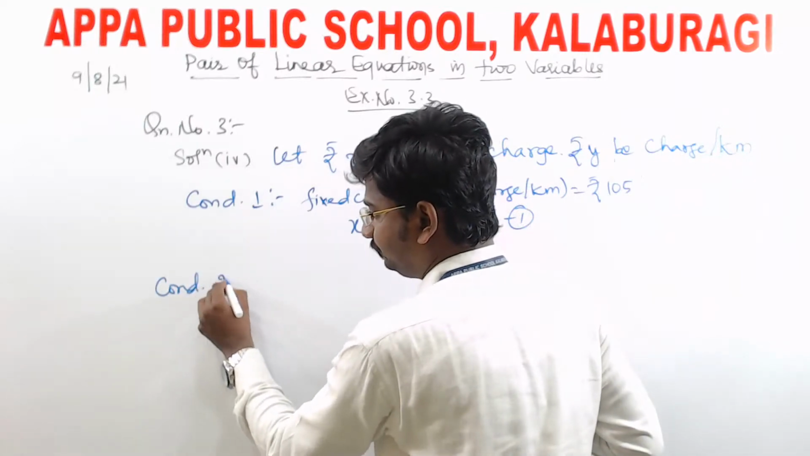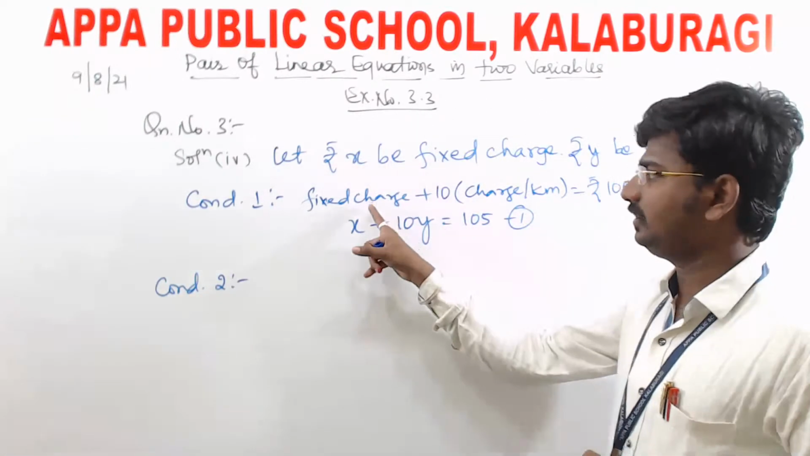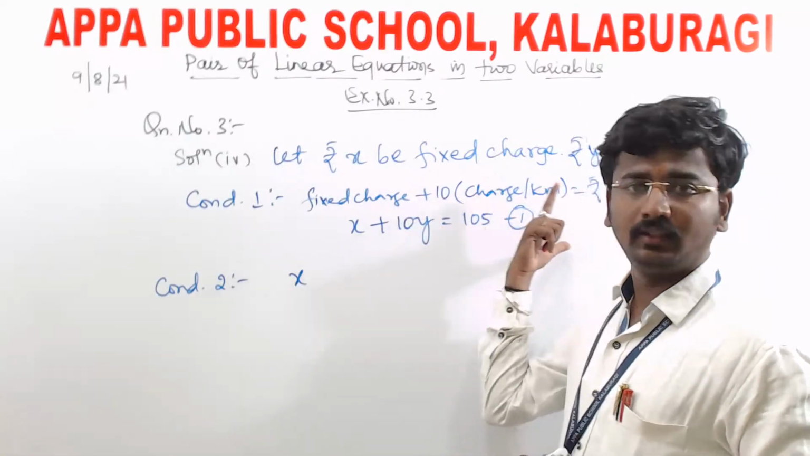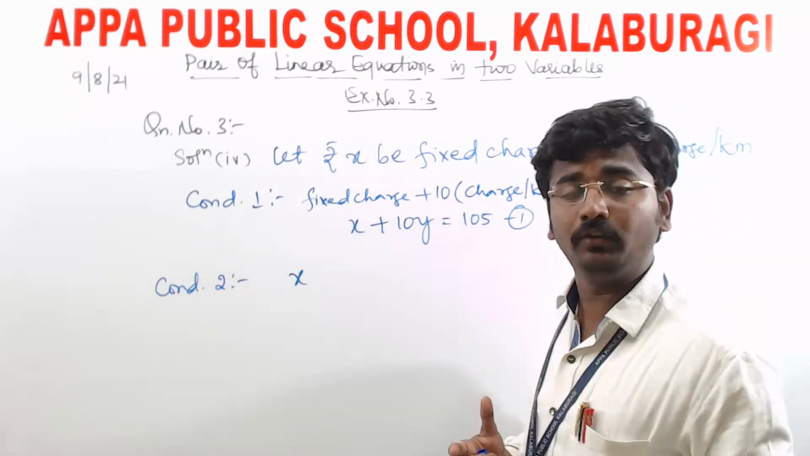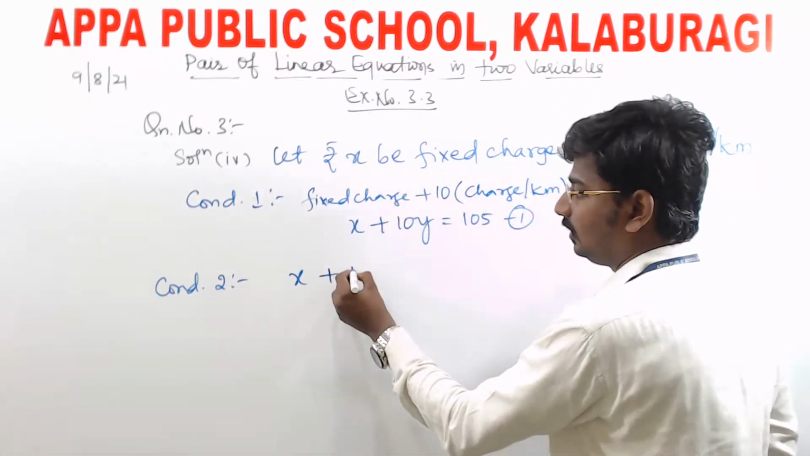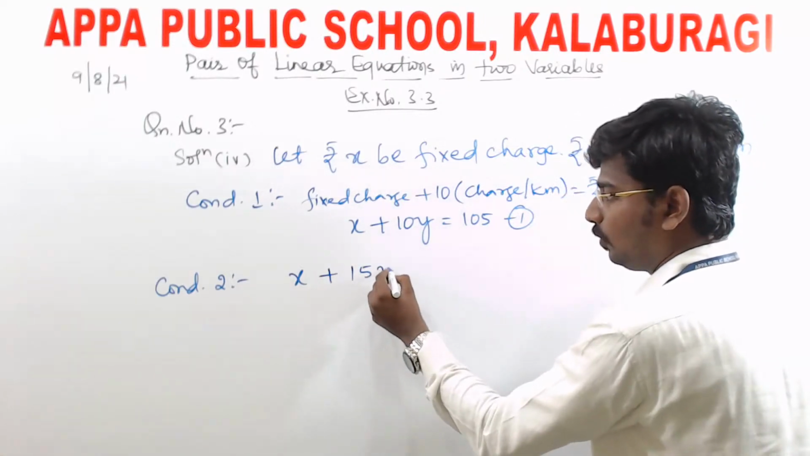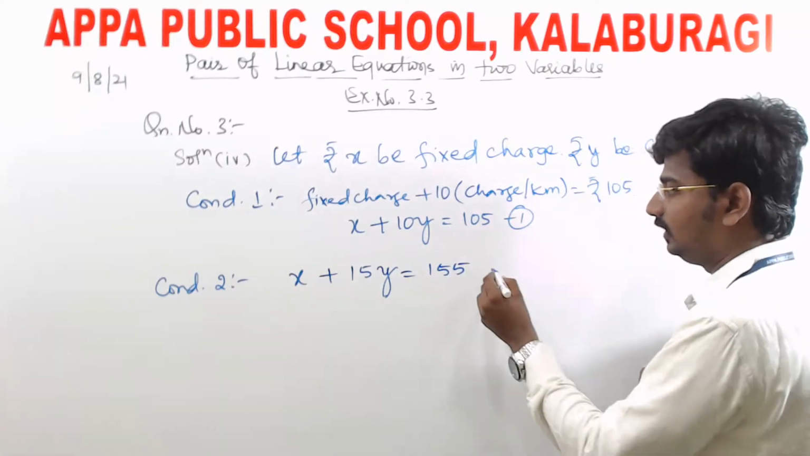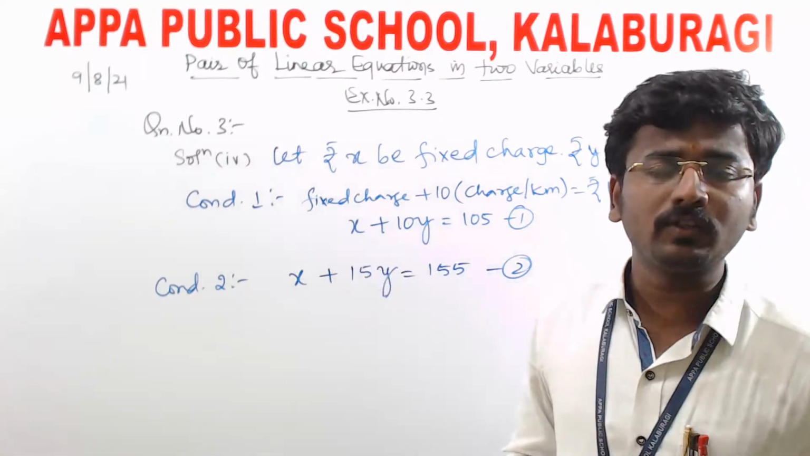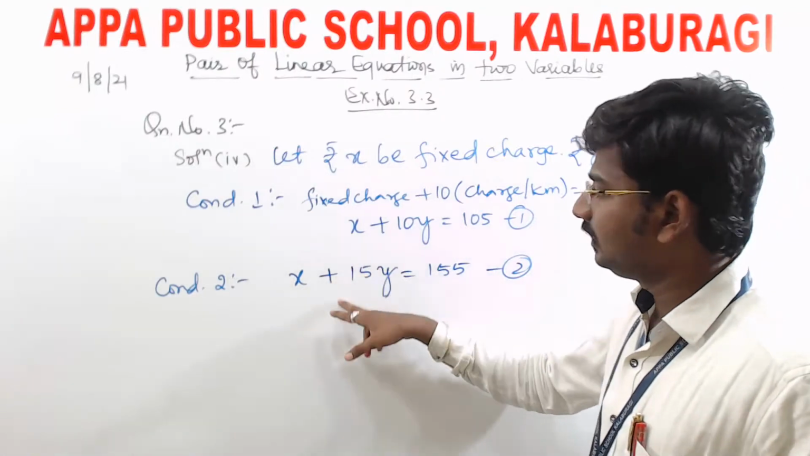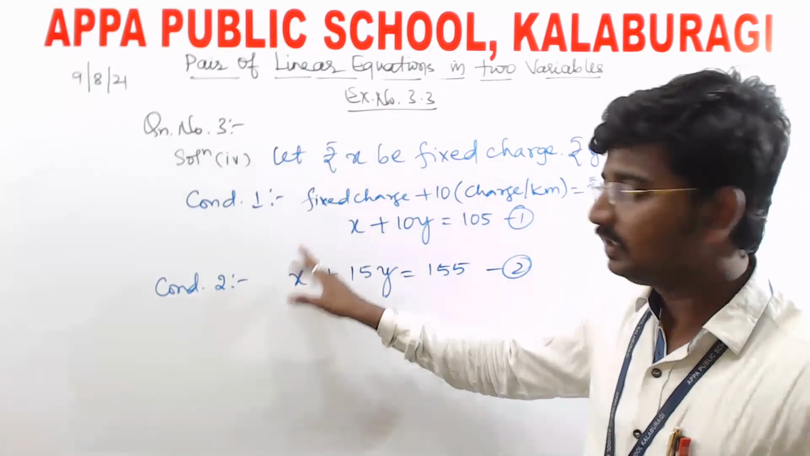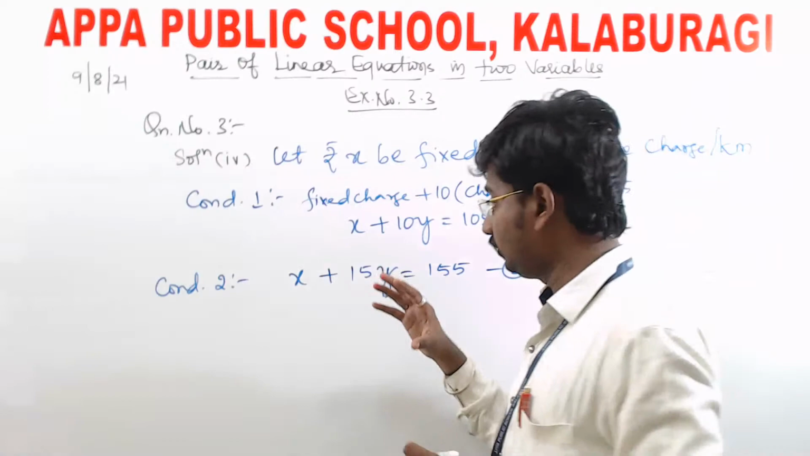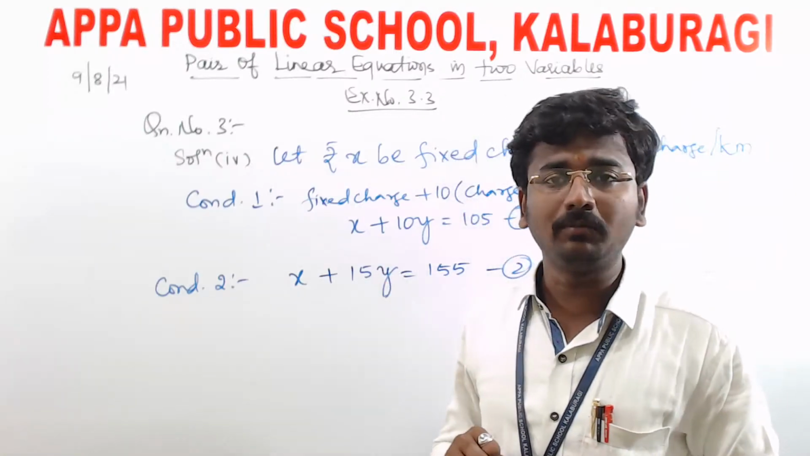Coming to condition 2, again there is a fixed charge, which I take as x. Same step, fixed charge plus extra kilometers. The second condition was for 15 kilometers: x plus 15y is equal to 155. Equation 2. If the elimination method was there, what I would have done is take these two equations, change the sign, cancel x, get the y value, substitute, and again get the x value. Time saving method. But according to the question, since we have to solve using the substitution method, let us see.